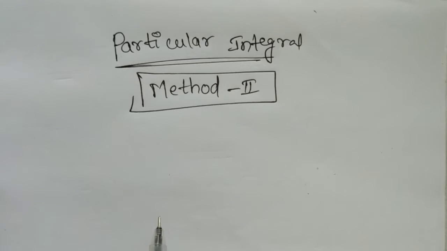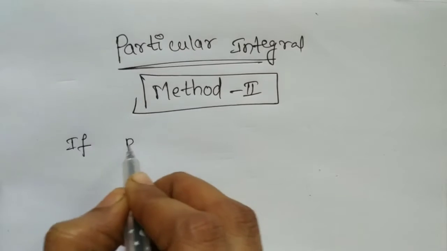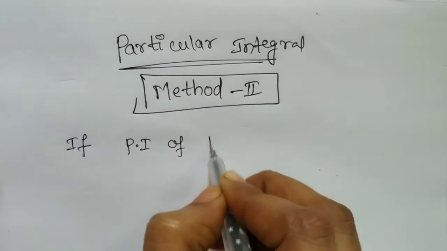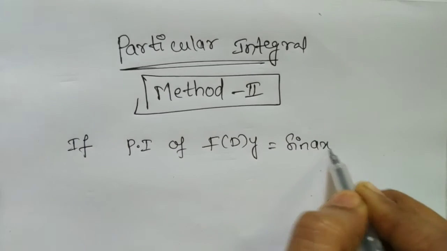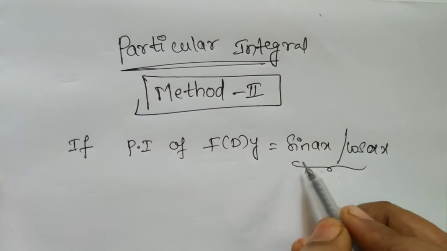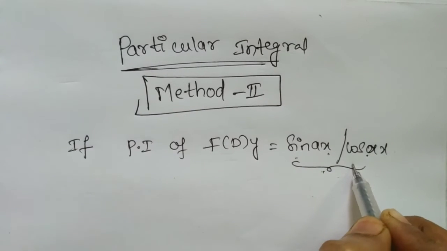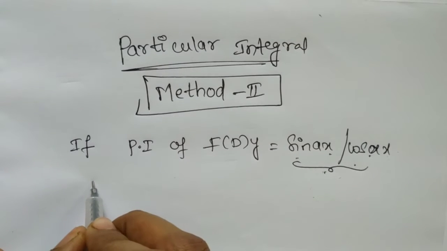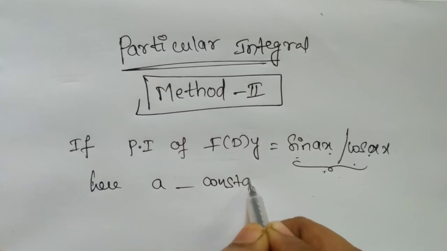Today I will explain particular integrals of method 2. So if the particular integral of f of D y equals sin ax or cos ax, so in place of Q of x here, if it is sin ax or cos ax, then that belongs to method 2. Here a is a constant.